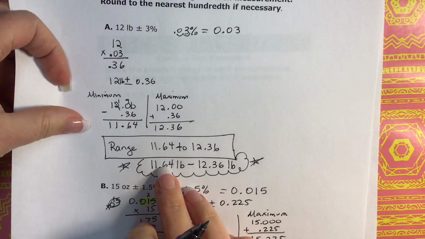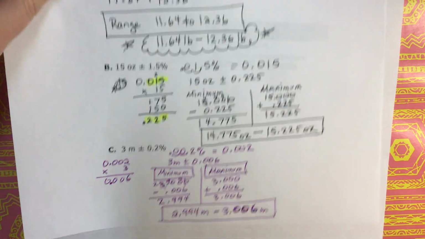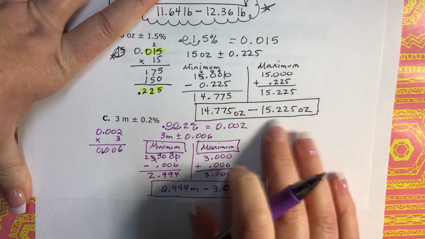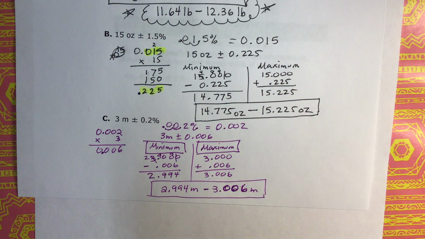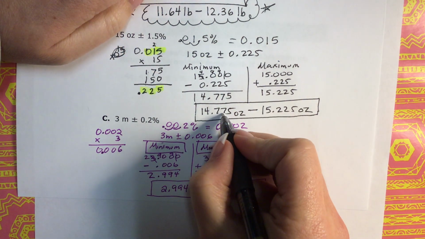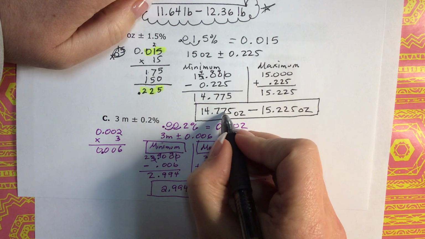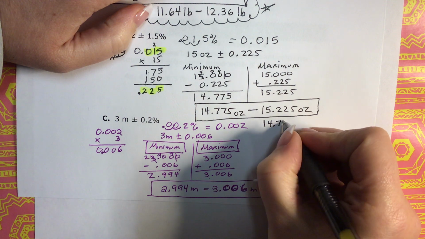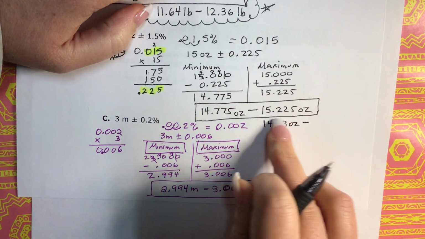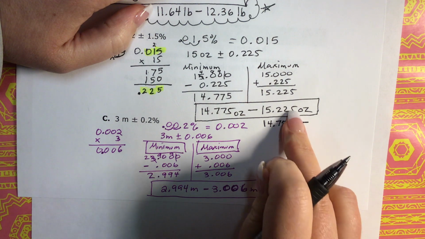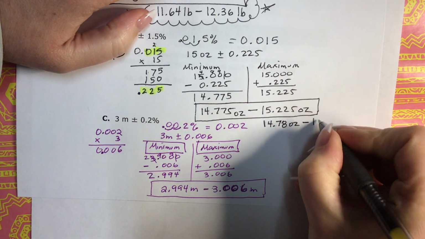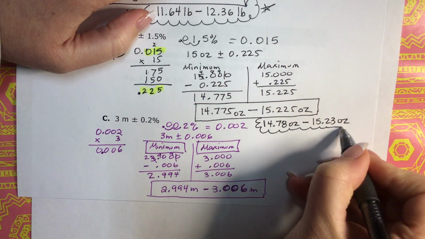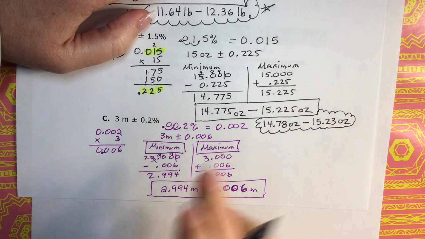Let's see. This is tenths to hundredths, so this one's good. What about this one? This is tenths, hundredths, thousandths. We needed to round on this one. Okay, my bad. This is the tenths place, this is a hundredth, so we have to round. This 5 means we round that up to an 8. So it should have been 14.78 ounces to, and then we have tenths, hundredths, thousandth. This 5 rounds us up to a 3, 15.23 ounces. So this is the actual answer rounded to the nearest hundredth.